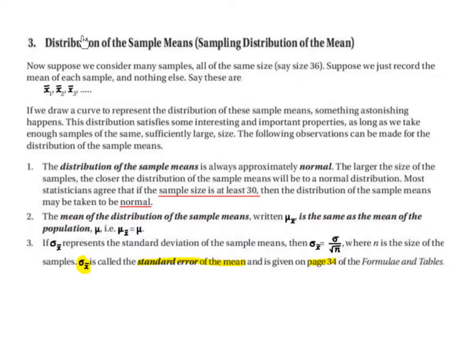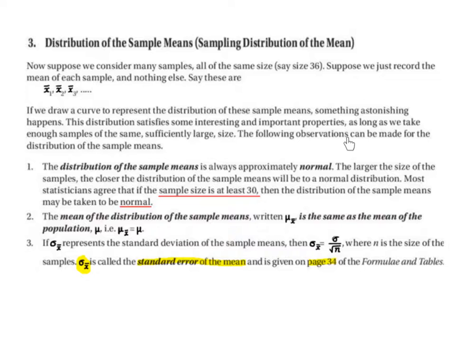Part 3. Distribution of the sample means, also known as the sampling distribution of the mean. Now suppose we consider many samples, all of the same size. Let's say size 36. Suppose we just record the mean of each sample and nothing else. Say they were X bar 1, X bar 2, X bar 3, and so on. So here we are recording the mean of each of the samples. If we draw a curve to represent the distribution of these sample means, something astonishing happens. The distribution satisfies some interesting and important properties as long as we take enough samples of the same, sufficiently large size.